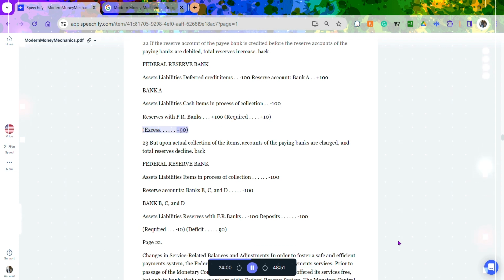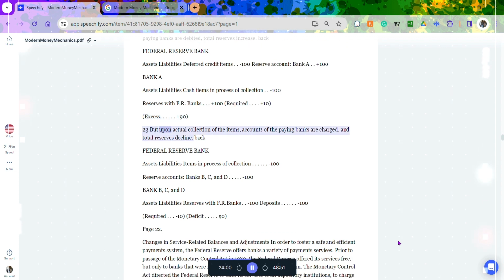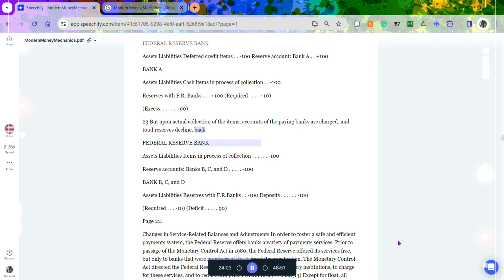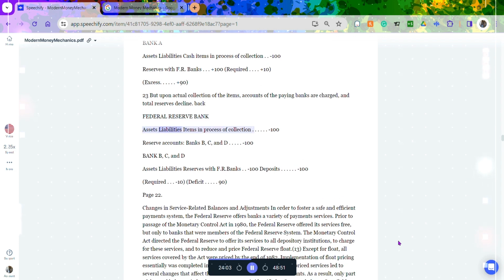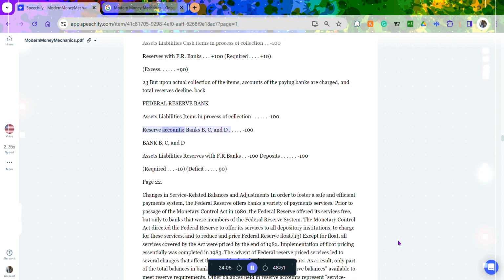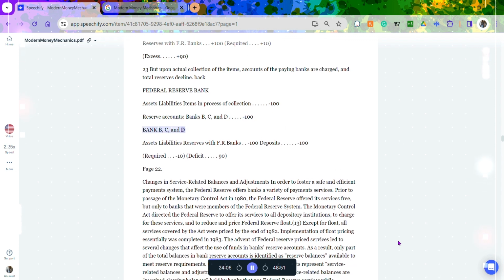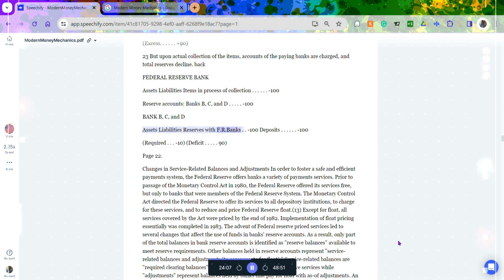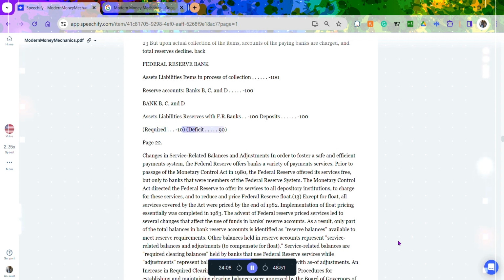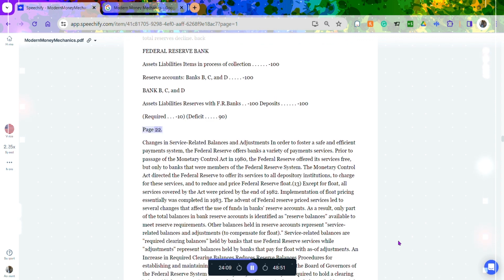Excess plus 90. Note 23: But upon actual collection of the items, accounts of the paying banks are charged, and total reserves decline. Federal Reserve Bank. Assets, liabilities: items in process of collection minus 100, reserve accounts, banks B, C, and D minus 100. Banks B, C, and D. Assets, liabilities: reserves with F.R. banks minus 100, deposits minus 100. Required minus 10. Deficit 90. Page 22.